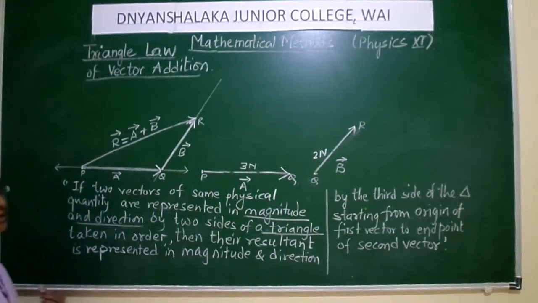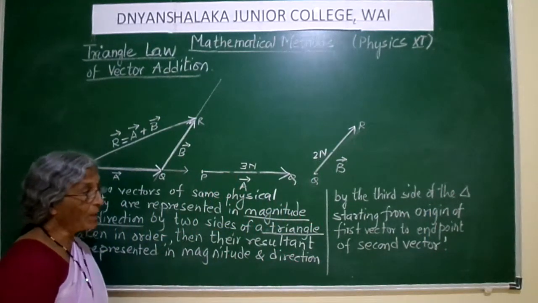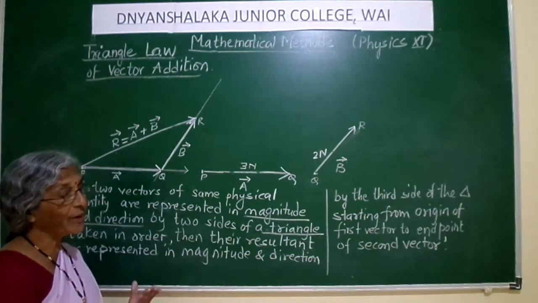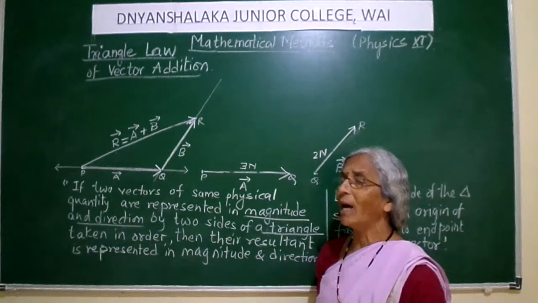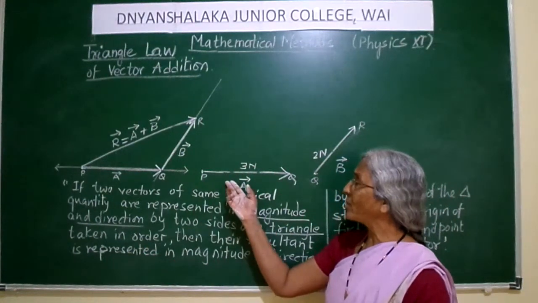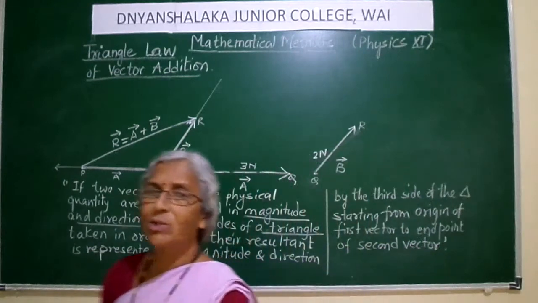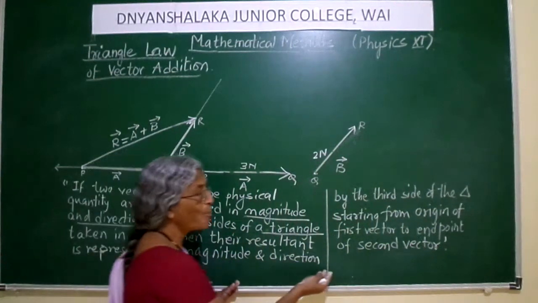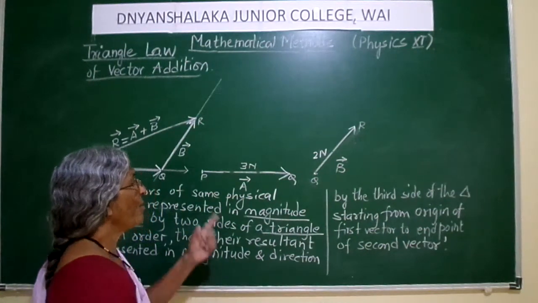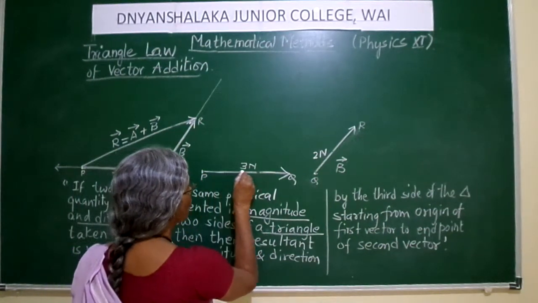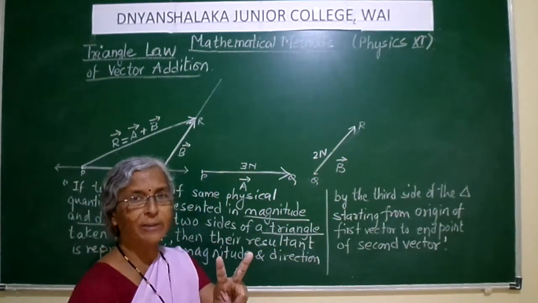Okay, this is the triangle of vector addition. Now students, it will seem very difficult, but it is not at all. If you have understood what we have done to get the resultant of these two vectors A and B, writing this triangle law is very simple. We are just penning down what we have done. What have we done? We have represented these two vectors A and B as two sides of a triangle.